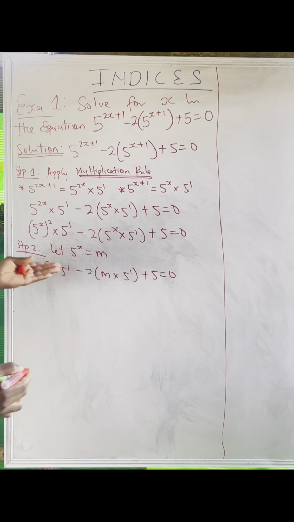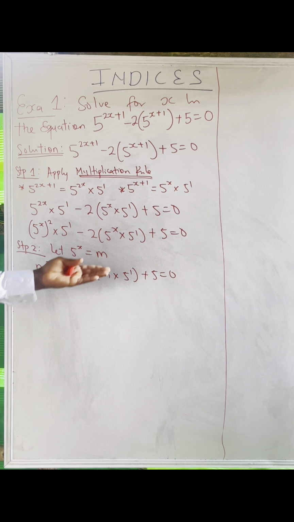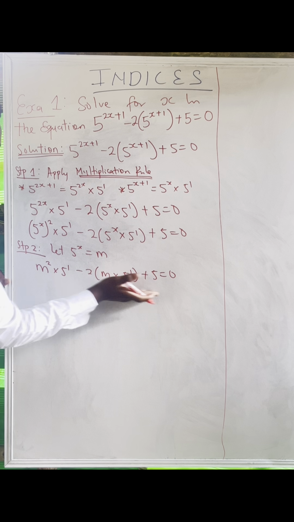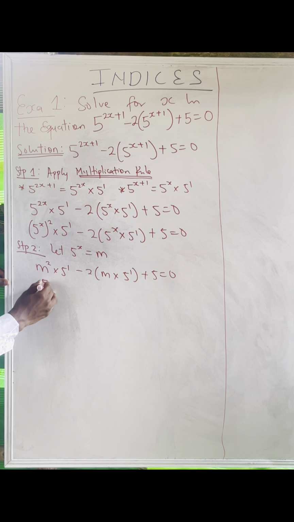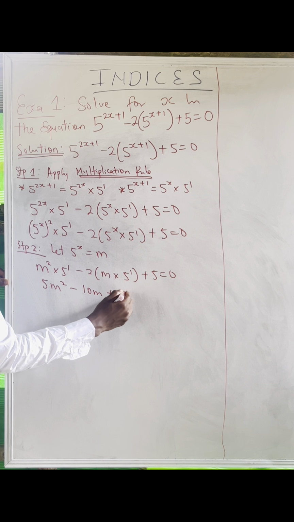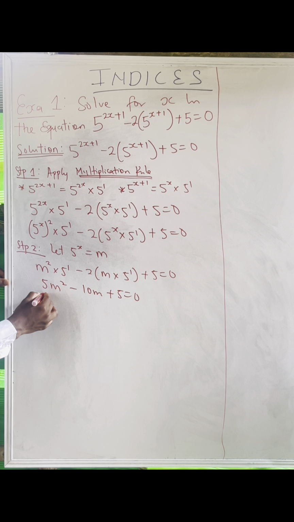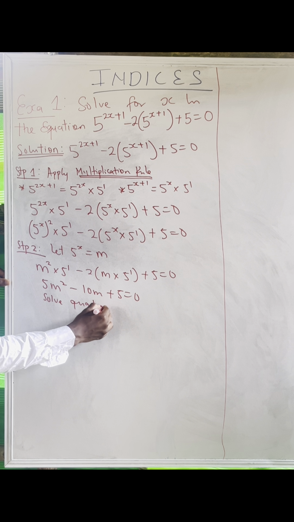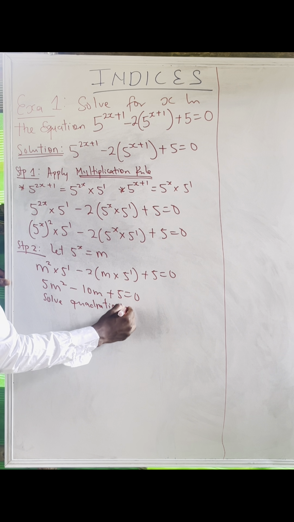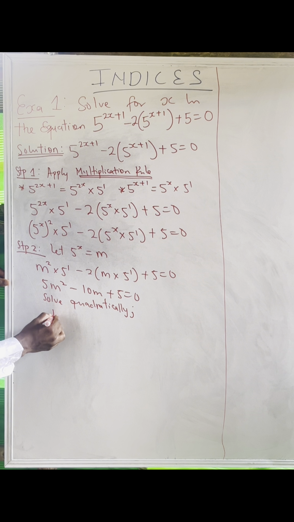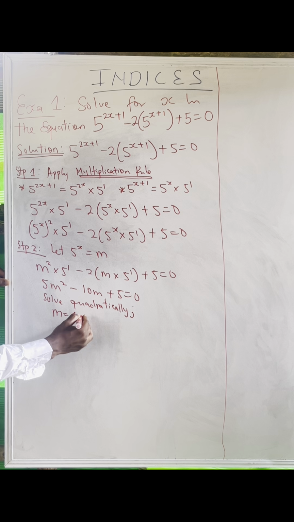Do you remember this? Don't forget that 5 raised to power x is represented as m. If you wish, you can use p, a, or anything. So this expression turns into 5m squared minus 2 times 5, which is 10m, plus 5 equals 0. So we are going to solve it quadratically. If you solve this equation quadratically, then m equals 1.